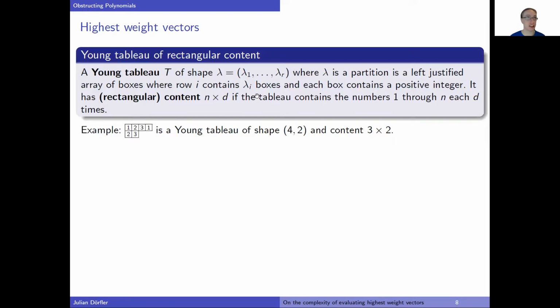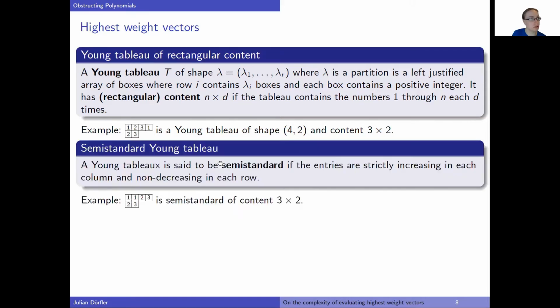So a Young tableau has a shape, lambda, which is just a partition of numbers, and is a left-justified array of boxes, like this down here, where row i contains lambda i boxes, and each box contains a positive integer. We have rectangular content n times d if the tableau contains the numbers 1 through n each d times. So going back to this example here, this is a Young tableau of shape 4-2, because the first row contains 4 elements, the second contains 2, and it has content 3 times 2, because that means the numbers 1 up to 3 each appear twice.